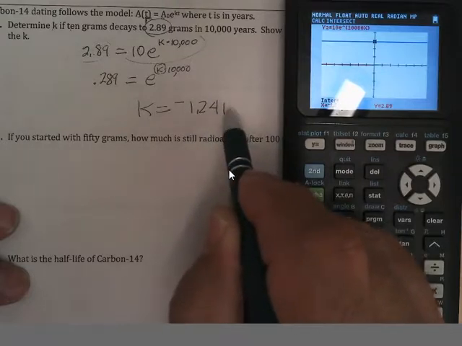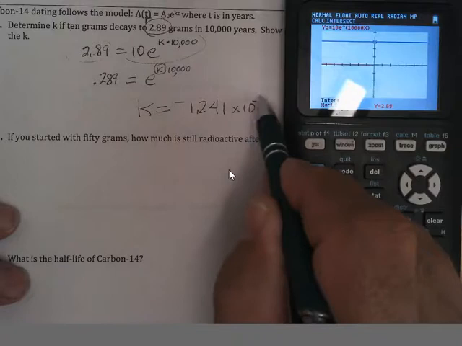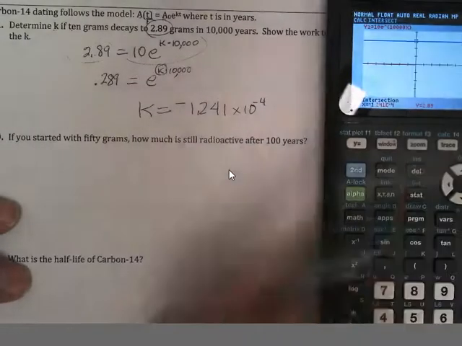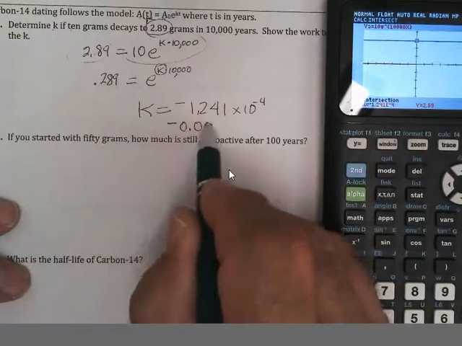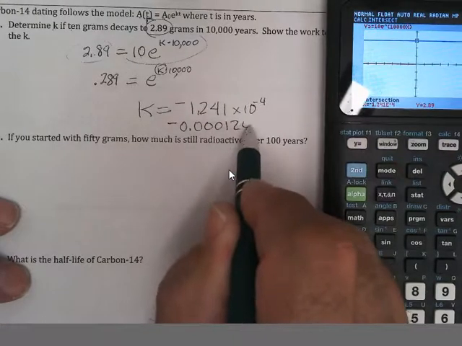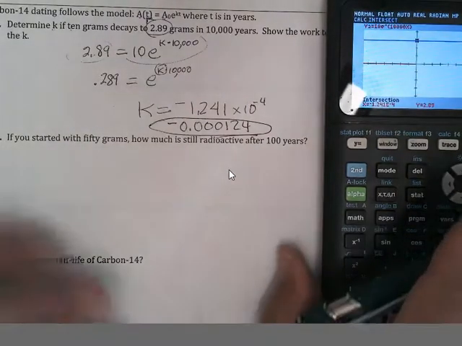1.241 e to the negative 4, which means times 10 to the negative 4, which is negative 0.000124. And that's what k is.